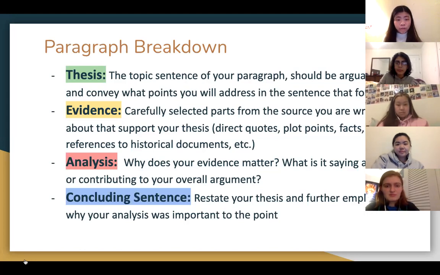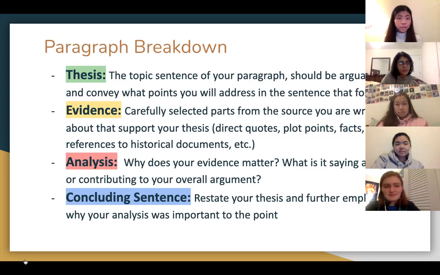And once you have done that, you go to your concluding sentence. Natalie, could you read that for us? Thank you. Restate your thesis and further emphasize why your analysis is important to the point. Perfect. This is where you drive it home, guys. This is where you bring it all together and remind them what you're trying to talk about in your first place.